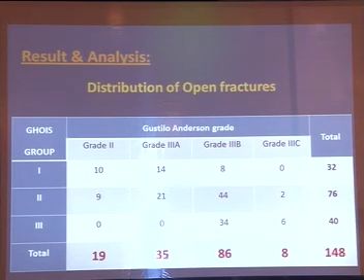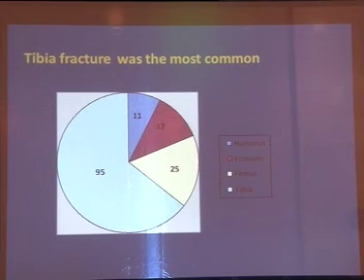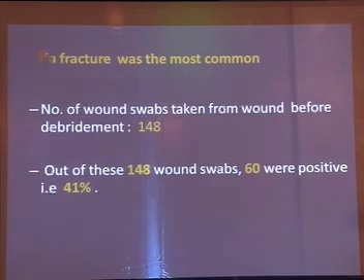So the results: 148 open fractures were distributed according to Ganga Hospital open injury group and Gustilo grade. In group 1 there were 32 patients, in group 2 there were 76 patients, and in group 3 there were 40 patients. In Gustilo grade 2 there were 19 patients, 3A 35 patients, 3B 86, and 3C 8 fractures. Tibia fracture was the most common fracture, followed by femur, forearm, and humerus.